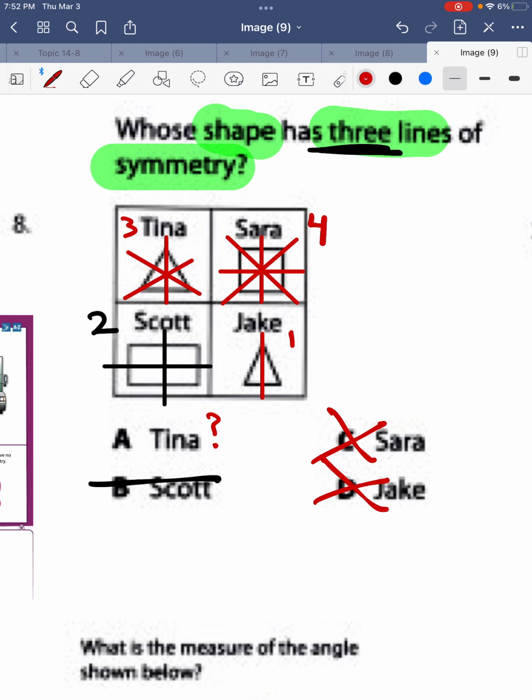That means my only answer left is Tina. The only reason why I could make 3 lines of symmetry for this triangle is because it's an equilateral triangle. All the sides are equal. That's the only reason why.